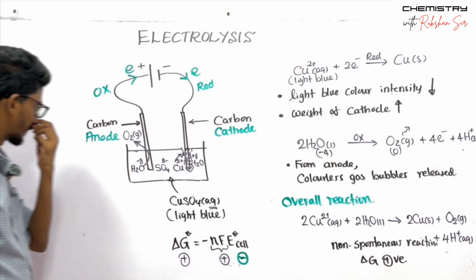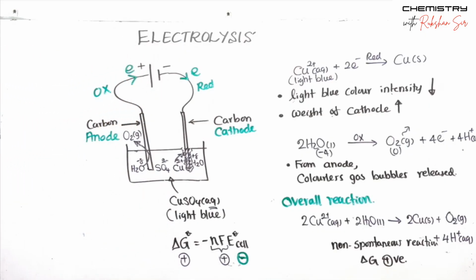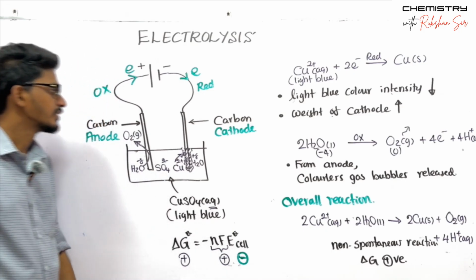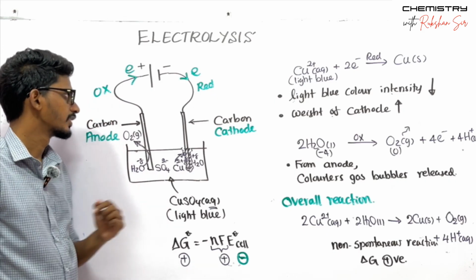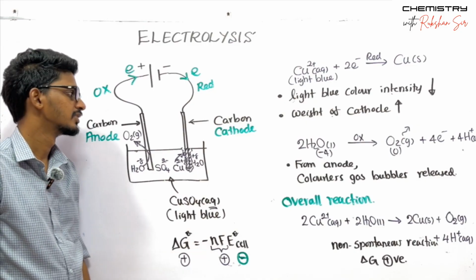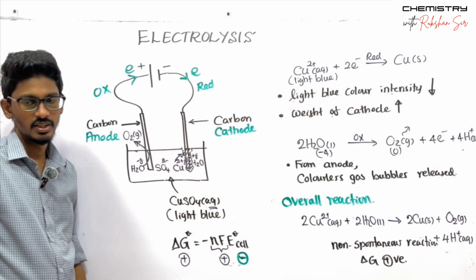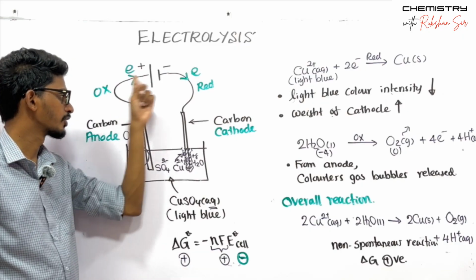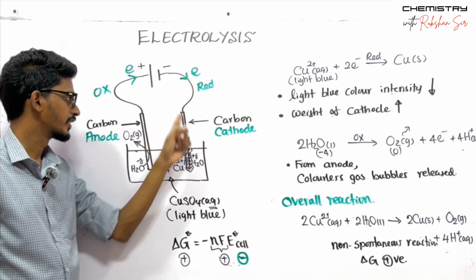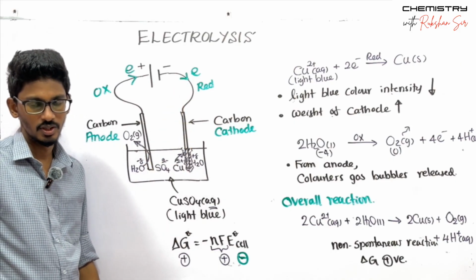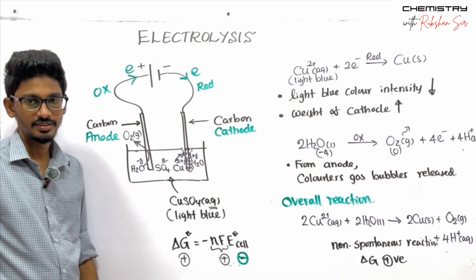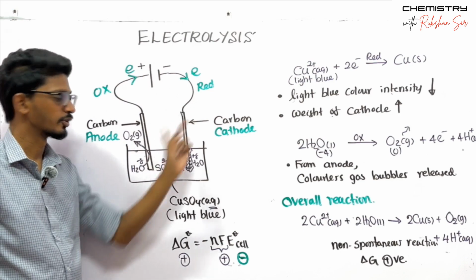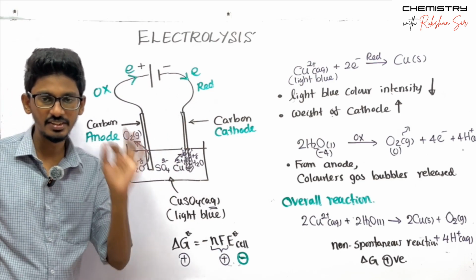Other stuff you need to get from this diagram. Like in an electrochemical cell, oxidation occurs at the anode and reduction occurs at the cathode. That won't change. Electron flow direction is always from anode to cathode, from the electrode where you release the electrons towards the electrode where you gain the electrons. Same as in electrochemical cells, electron flow direction is from anode to cathode. That won't change.